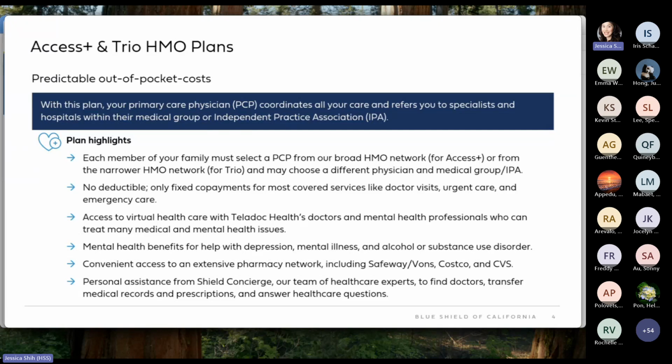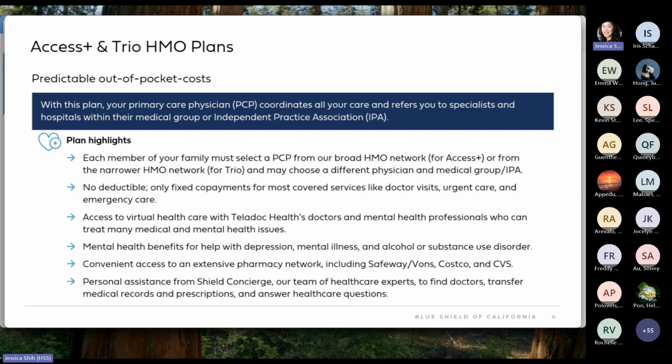Both Access Plus and Trio plans are copay driven. The benefits for both plans are the same, with the network being the main difference between the two. The Trio network is a subset of the Access Plus network and is only available in select regions of California, whereas the Access Plus network is Blue Shield's full HMO network and is available throughout California. There are no deductibles, only fixed co-payments for most services like doctor's visits, urgent care, and emergency care.